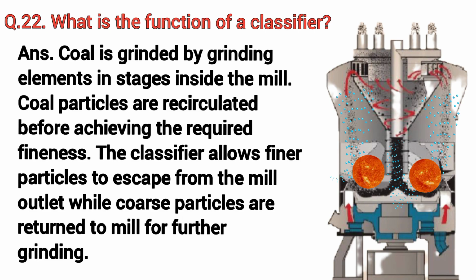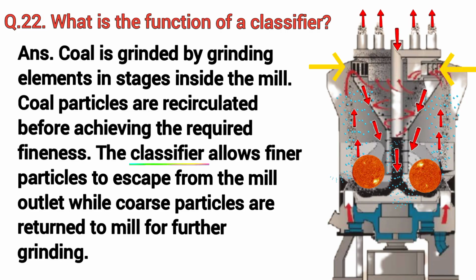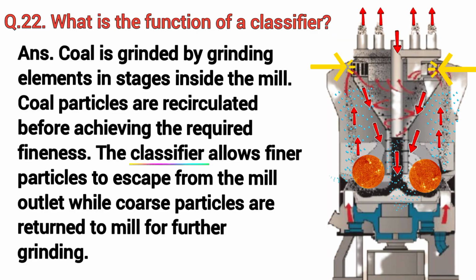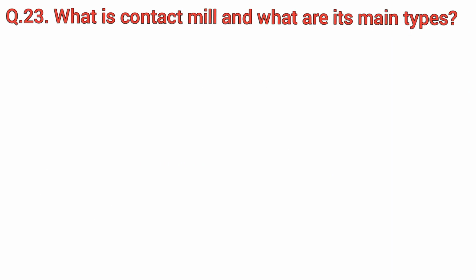Coal is ground by grinding elements in stages inside the mill. Coal particles are recirculated before achieving the required fineness. The classifier allows finer particles to escape from the mill outlet while coarse particles are returned to the mill for further grinding. What is a contact mill and what are its main types?